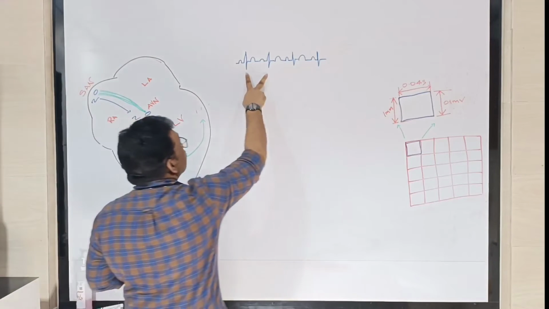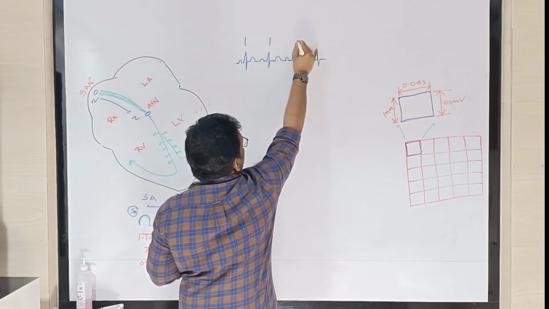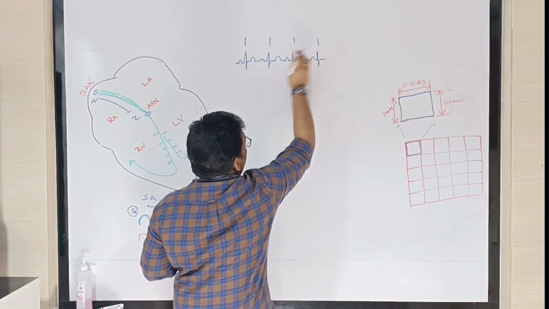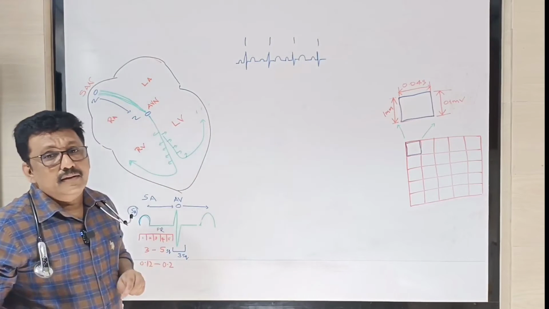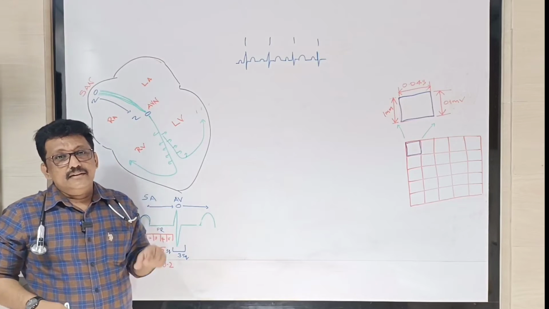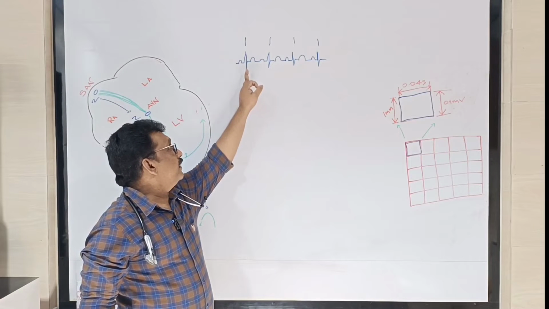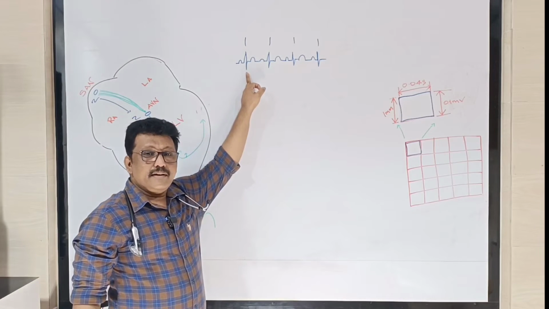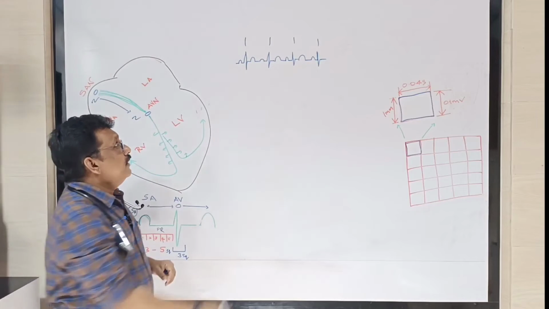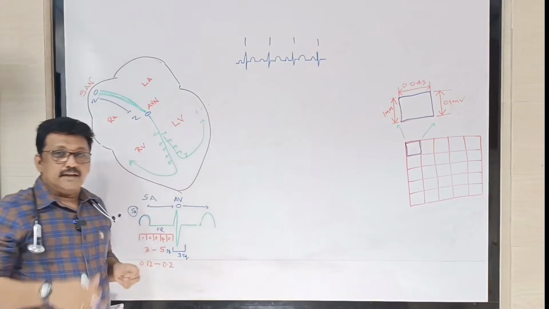Then ventricular activation should come in a regular line. So the time between each QRS complex should be regular. Then only we can call it sinus rhythm. So to tell sinus rhythm, you should have a P wave, atrial activity. Every atrial activity should be followed by a ventricular activity, that is the QRS complex. Ventricular activity should come regularly. Then you can call it sinus rhythm.